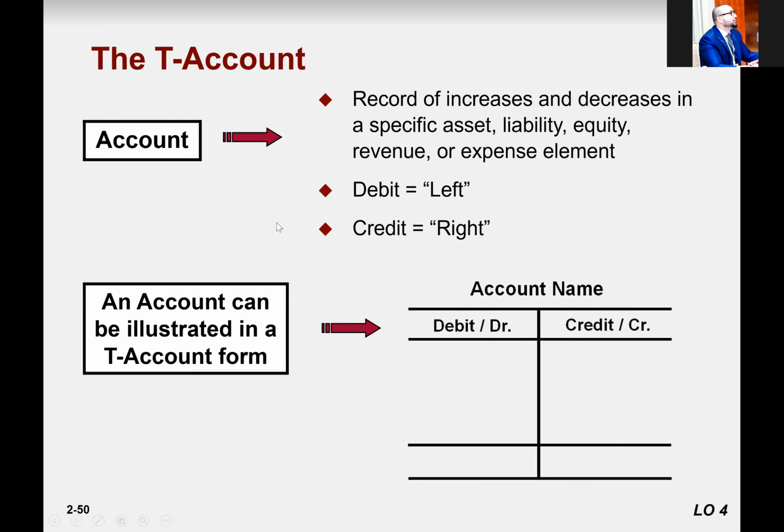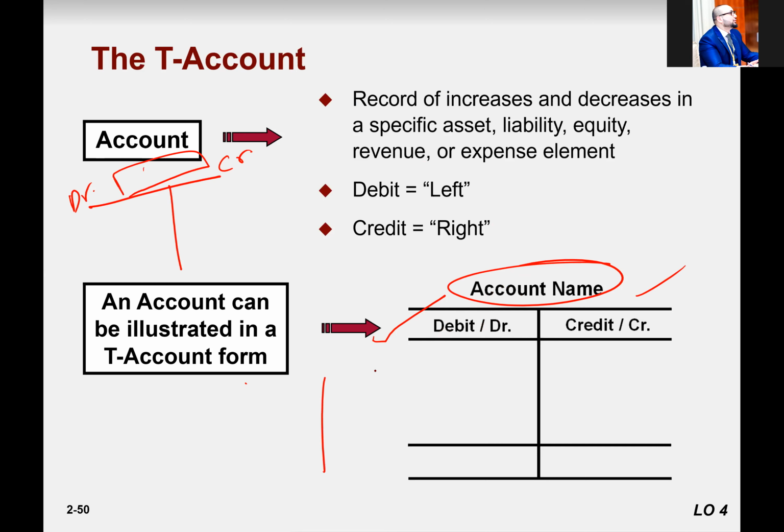So first of all, we make a T account. A T account looks like this, the letter T. The left hand side is called debit, the right hand side is called credit, and in between we write the account title. So how do we open an account? It's in the form of a T account, in which the left hand side is called debit. We represent it with DR, and the right hand side is called credit. We call this CR.